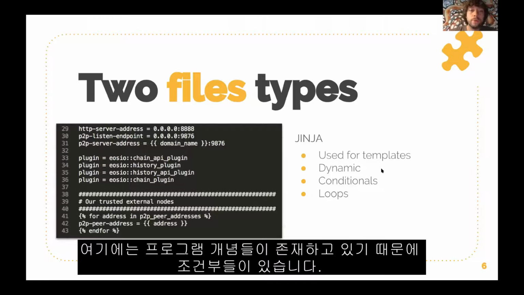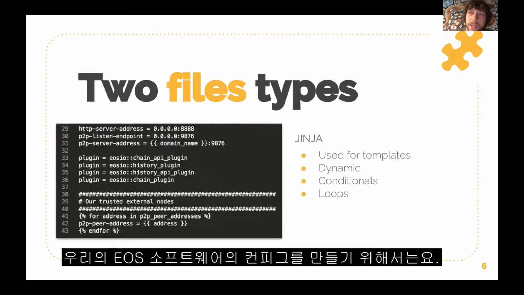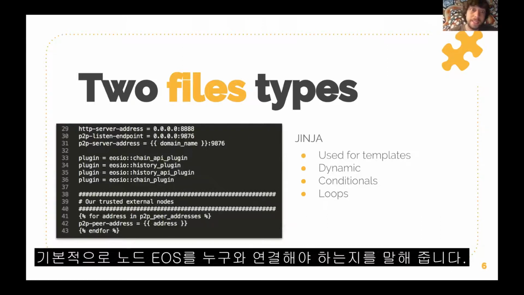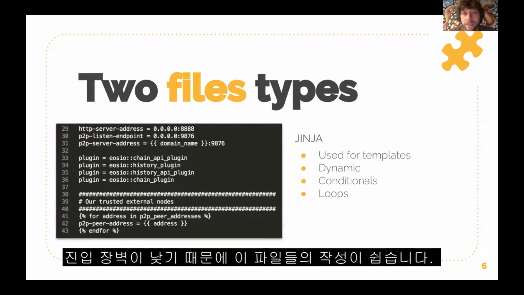But again, crucially, these aren't just static text files. Again, we have more programmatic concepts here. So we can have conditionals and we can have loops. So in the case of loops, we can see for this example, we are effectively looping a bunch of P2P peer addresses in order to create the configuration for our EOS software to basically tell that node EOS who to connect to. So the combination of the two is actually very powerful, and it's very easy to get stuck in and start writing these files. So that low barrier to entry is great.